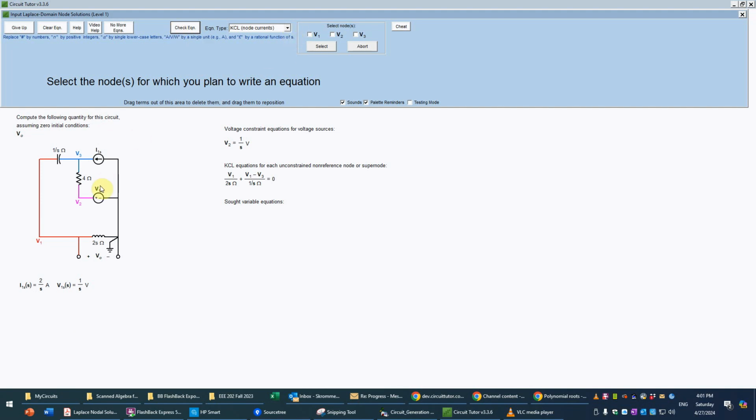And then we need to do node 2, which we cannot do because it has a voltage source connected, and in fact that's part of the reference supernode basically. So this is all the reference supernode here, and therefore we don't traditionally write a KCL equation for that. So we'll go instead to node 3, which is not connected to any voltage source, so that one can be done.